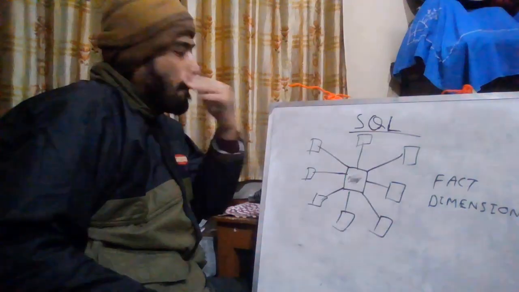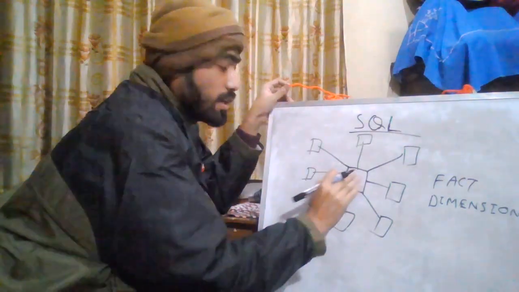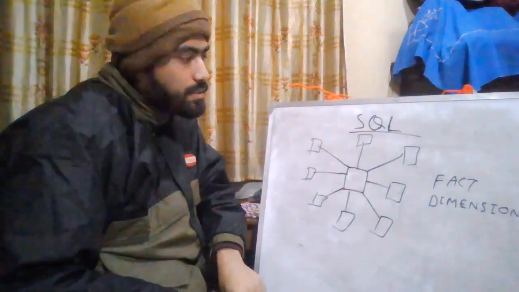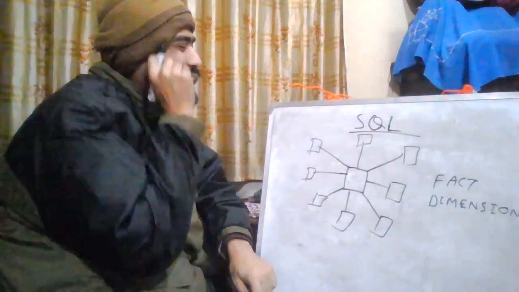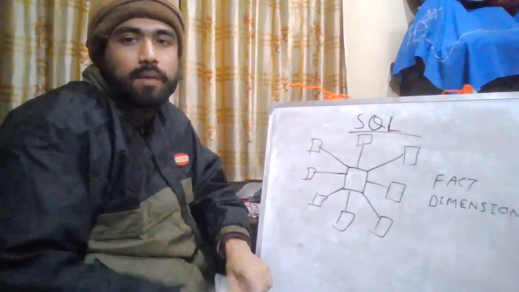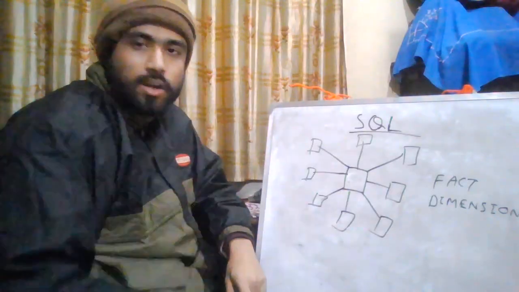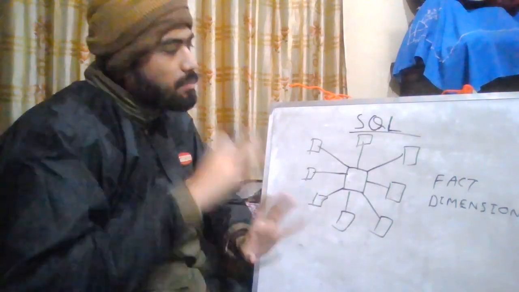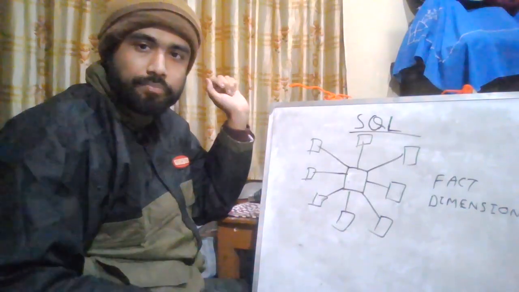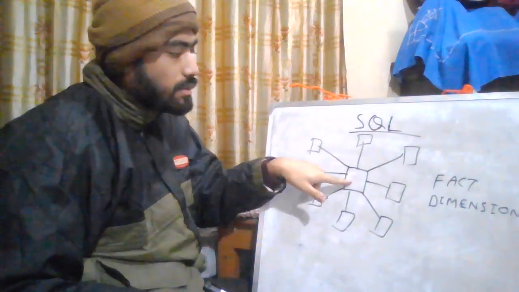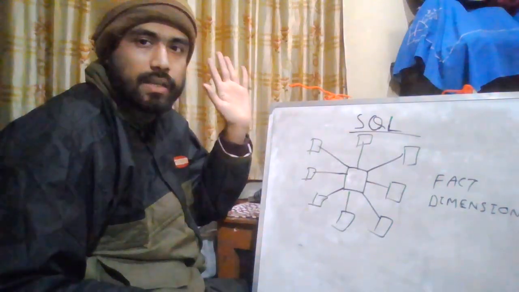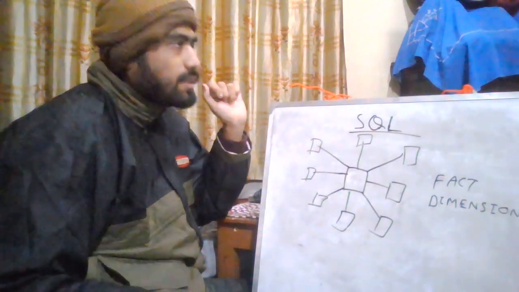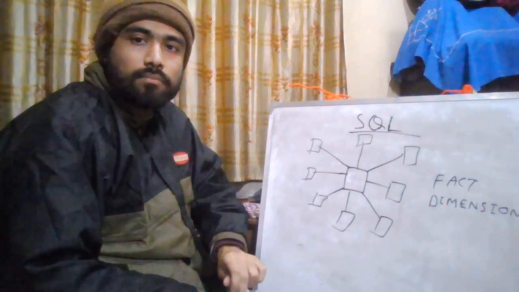Why? The name fact suggests that it holds the facts, which means it holds the most important parameters. Other stuff can be stored in all the dimension tables around it separately. But the main, if I give a practical example, for example, there is a pharmaceutical company.